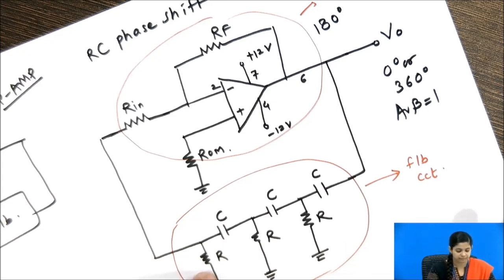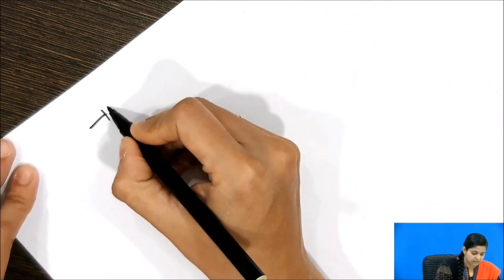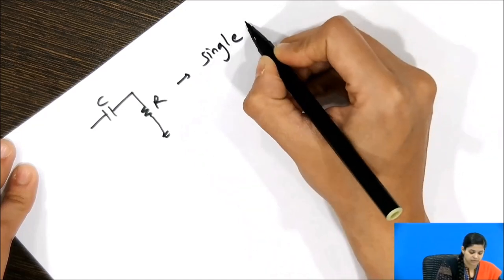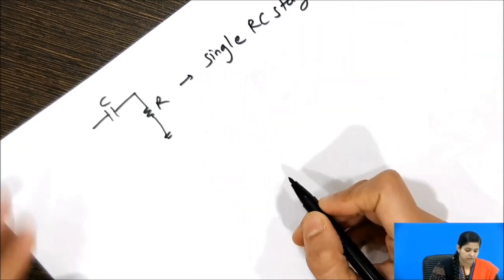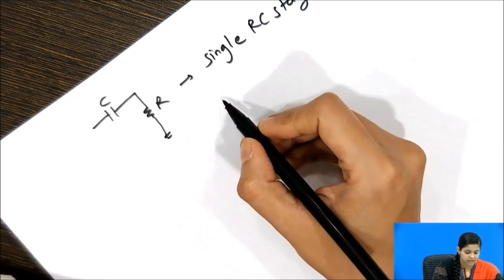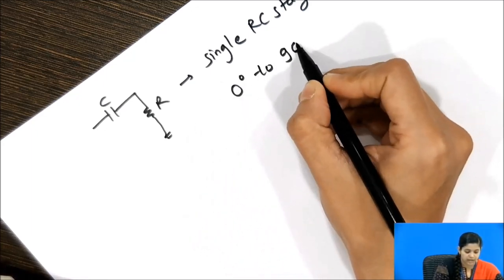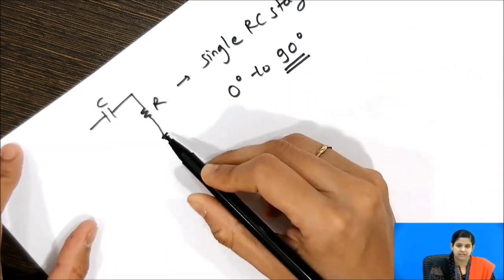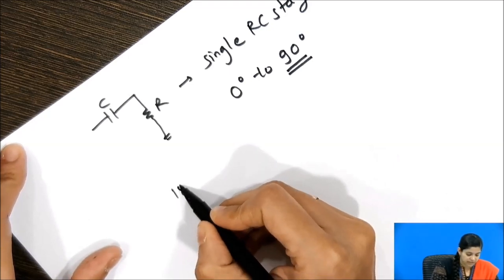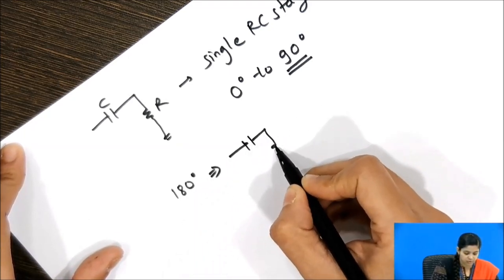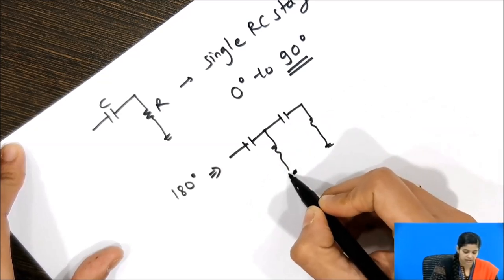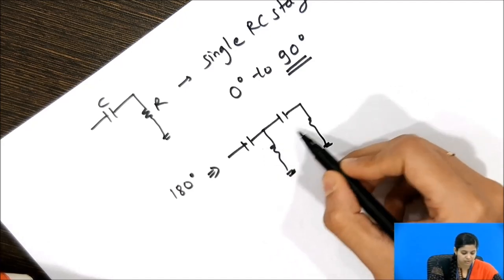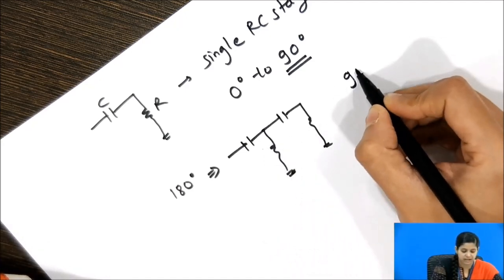So how is it obtained? Consider this is a single RC stage. Theoretically, we can consider it will give a phase shift of 0 degree to 90 degree, so we consider the maximum phase shift given by a single RC stage. To get 180 degree we could use two RC stages instead of three. But the practical problem is that if we use two RC stages, then each is considered to give 90 degree phase shift.